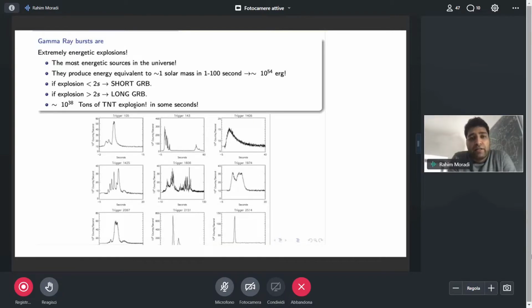And the main interest for these bursts is that in less than 100 seconds, they release energy around 10^54 erg, which is equivalent to mc² of the total mass of the Sun going to energy in 1 to 100 seconds. So this has become very interesting for the astrophysics community to know what is exactly behind these sources and what is producing this energy.